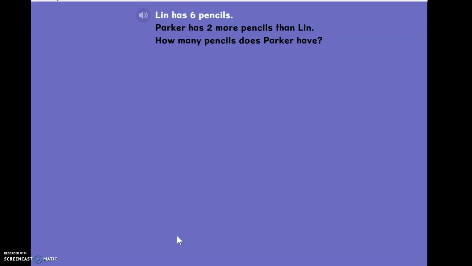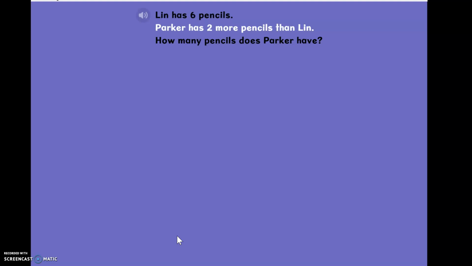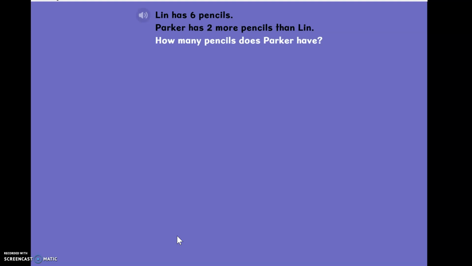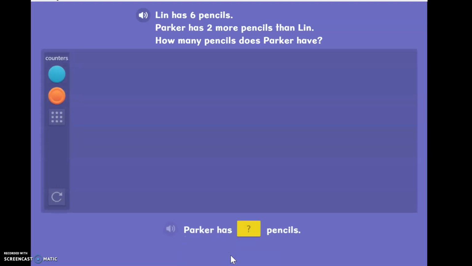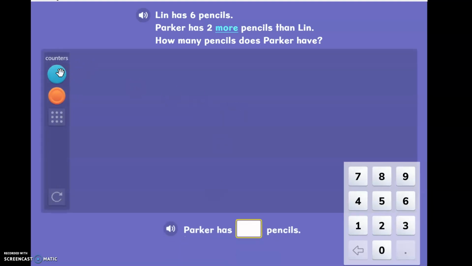Lynn has 6 pencils. Parker has 2 more pencils than Lynn. How many pencils does Parker have? Okay, so some of you might be able to add these in your head and don't need counters, but I'm going to do it anyway. So Lynn has 6 pencils, so we're going to put the 6 pencils out.